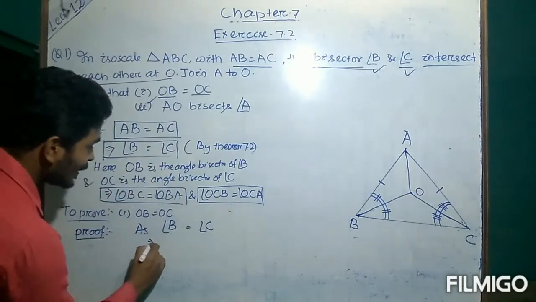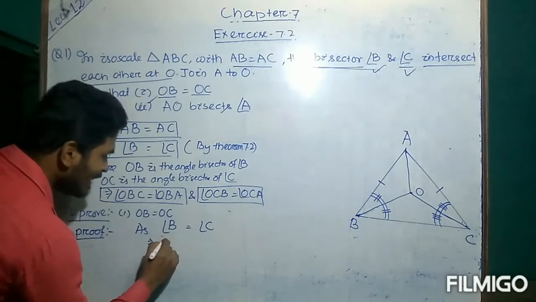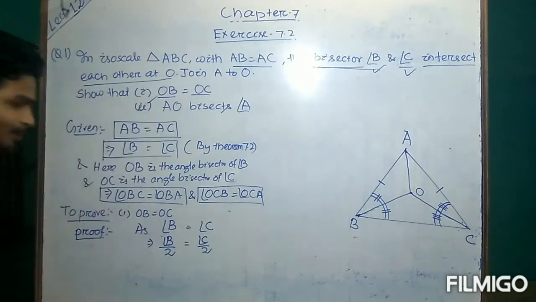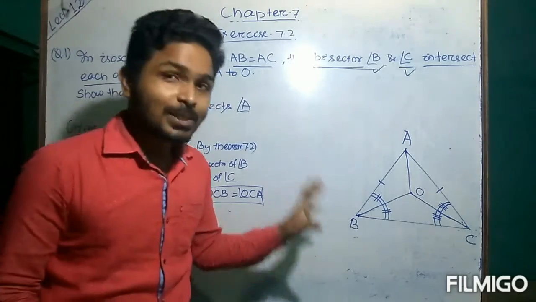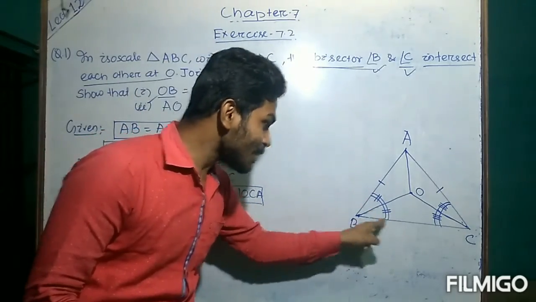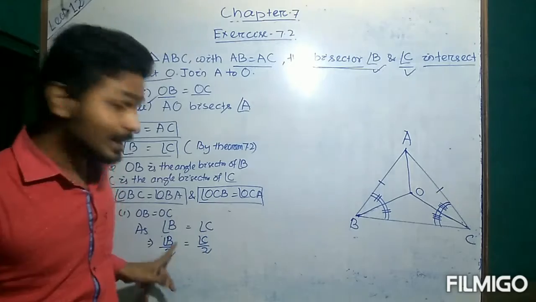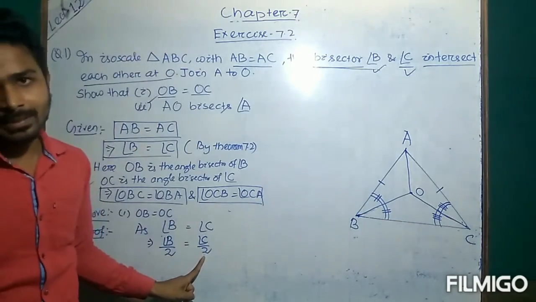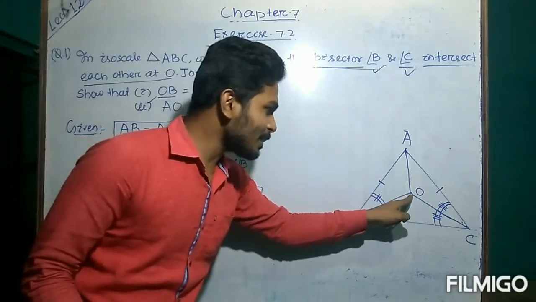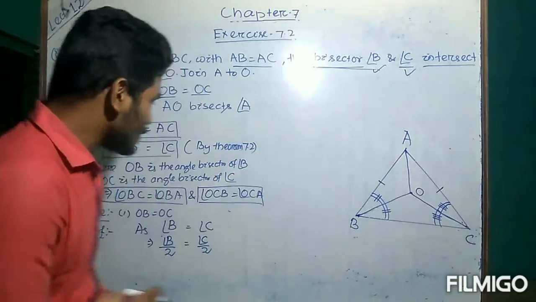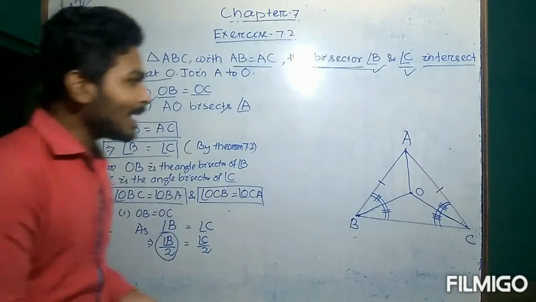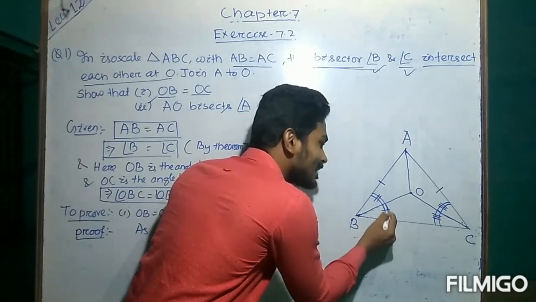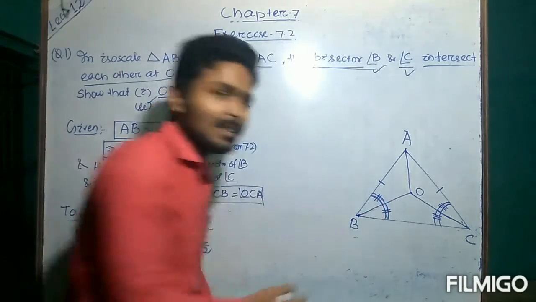Now do what? Divide it by 2. See, by 2 means what? By 2 means this angle is divided into 2 equal halves, and this angle is divided into 2 equal halves. Why? Because OB is the angle bisector and OC is another angle bisector. So B by 2 means what? Half of this total angle. Half of this total angle means either you can write this angle or you can write this angle.